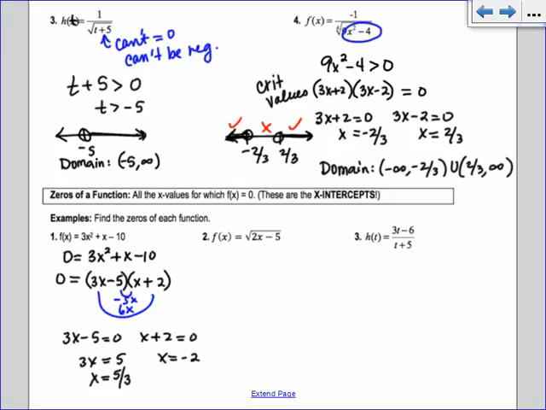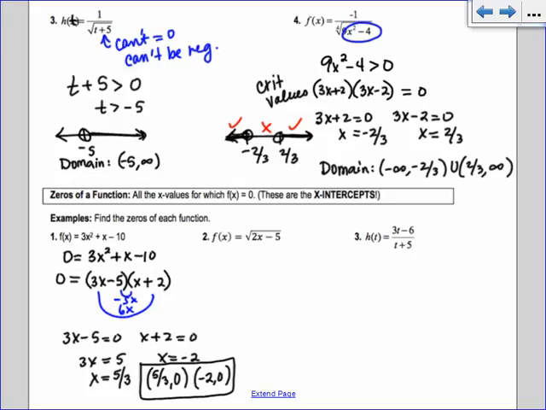The way they're set up, though, when I say x equals negative 2, it kind of makes you think of a vertical line, x equals negative 2. So I usually have people write them as points, like (5/3, 0) and (negative 2, 0), because we plugged in 0 for the y value to get that particular x value. Does that make sense?